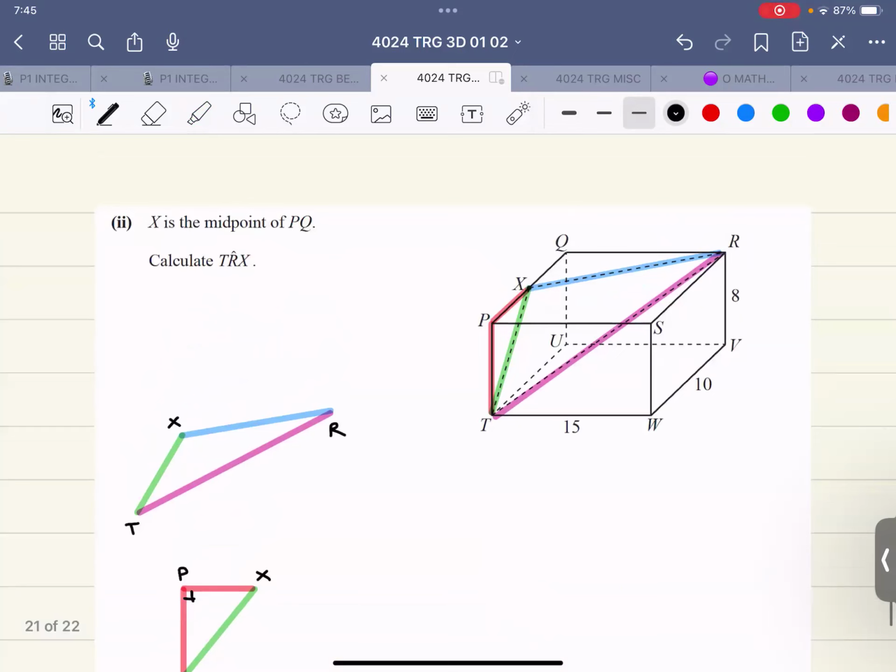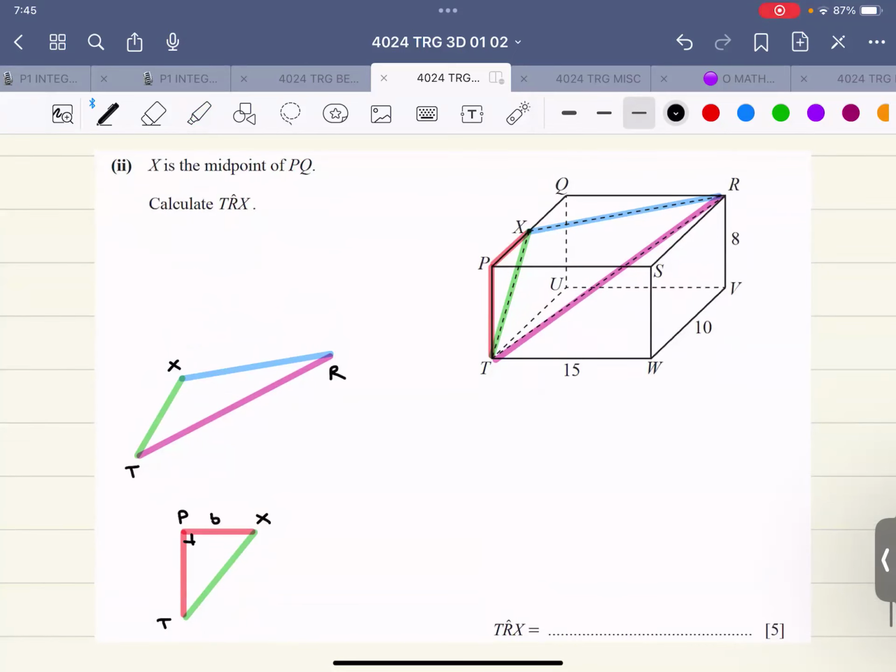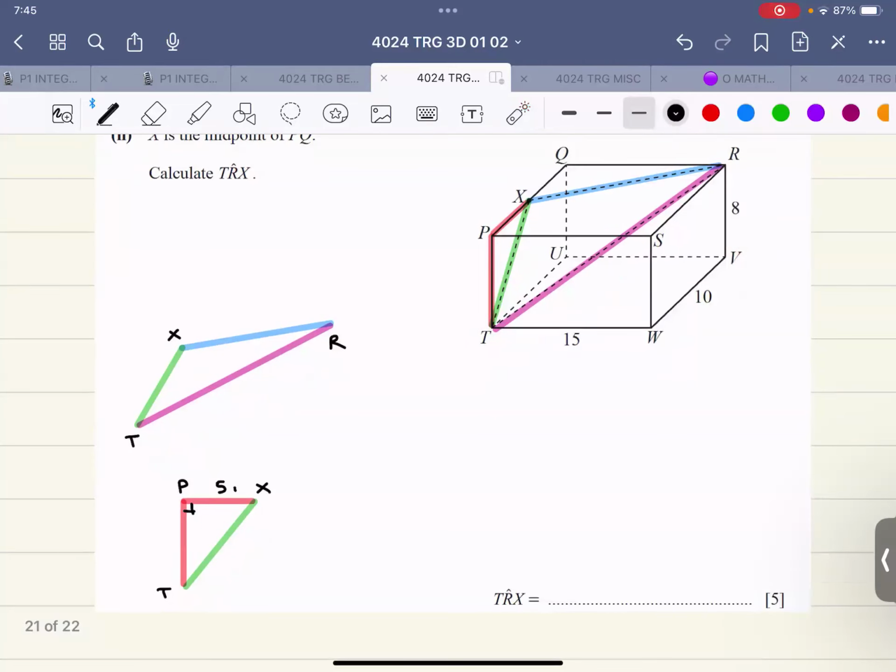XP is half of 10, which is 5. Why is it? Because this whole thing is 10. This is also 10. This is also 10. This is also 10. It's half of that. And we know that TP is this thing, which is 8. So TP, this is 5 meter.